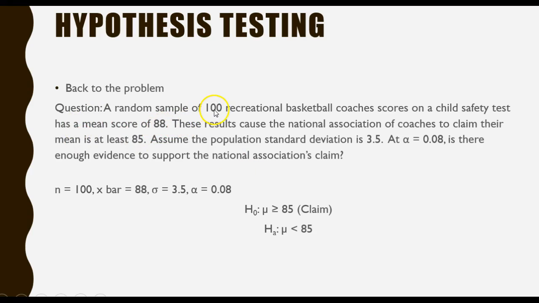A random sample of 100 basketball coaches. Okay, so my sample size is 100. Had a mean score of 88. My sample mean is 88. We assume the population standard deviation is 3.5. There you go. At an alpha of 0.08. There it is. Here's my hypothesis, null hypothesis, alternative.